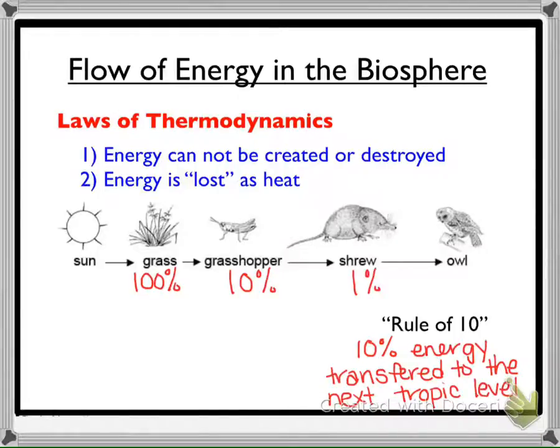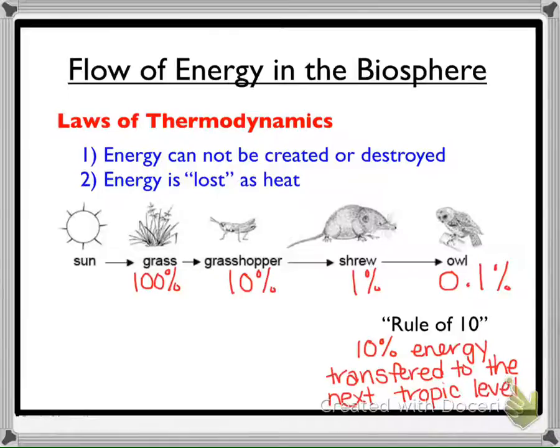10% of 10, that leaves us with 1%. And again, the owl gets only 10% of the energy that's present in the shrew. That's going to work out to only 0.1% of the energy that was originally present in the grass in this ecosystem. So it turns out that the energy flow through the biosphere is actually really inefficient. And because there's so little energy available to higher trophic levels, it actually means that this ecosystem cannot support very many individuals of those higher trophic levels because there's just not enough energy to go around.